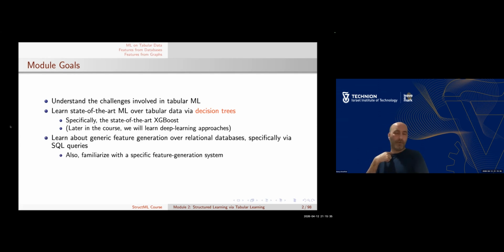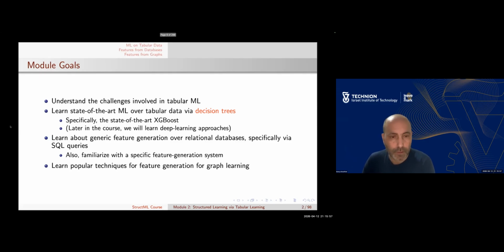Now we're going to move on to relational databases and talk about how we are generating features automatically, generically through SQL queries. And we see a system, the Akora system, that applies this technique in order to basically learn over relational databases. And then we look at graphs and learn some popular techniques for generating features automatically from graph data.